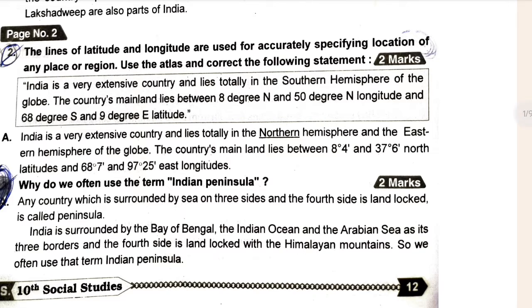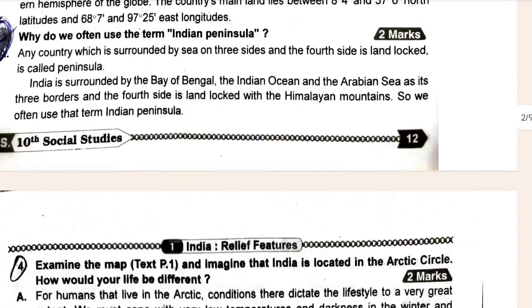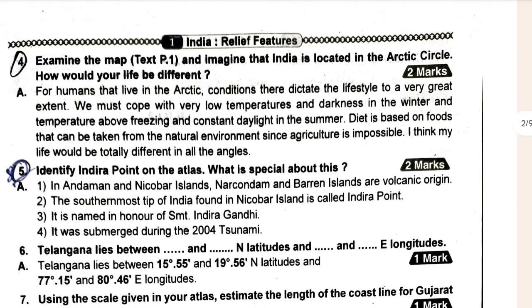The lines of latitude and longitude are used for accurately specifying the location of any place or region. Use the atlas and correct the following statement, right? And that's the answer. And this is the third one: why do we often use the term Indian peninsula? Okay, so if it is clear, then just come to the fourth one.